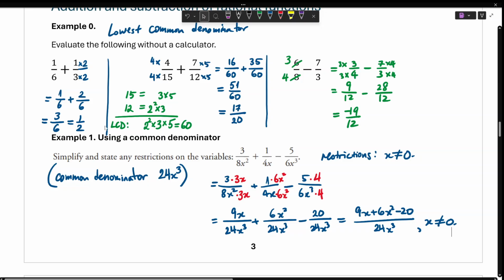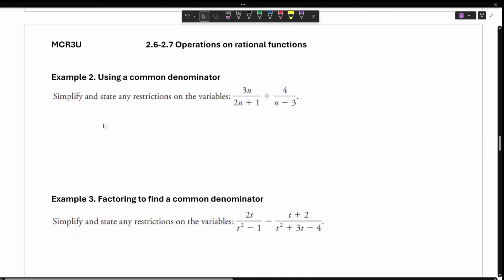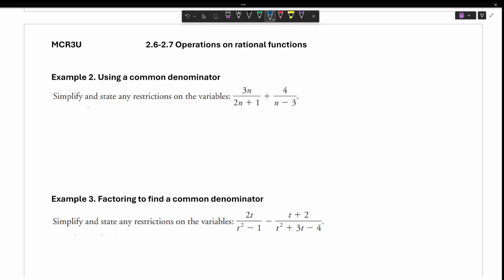Let's do a more complex example where you have other kinds of factors. So in this one we have 3n over 2n plus 1 plus 4 over n minus 3. So we really have two things going on here. We have 2n plus 1 and n minus 3. And they're not multiples of each other by any means, right? It's not possible to multiply n minus 3 by a number to get 2n plus 1.